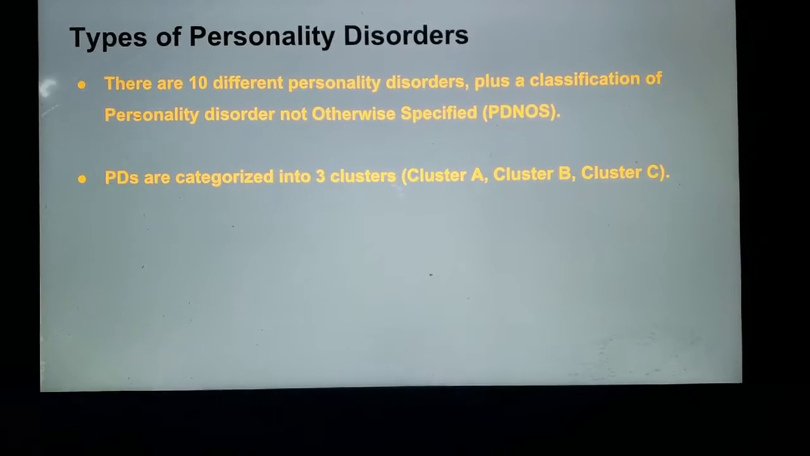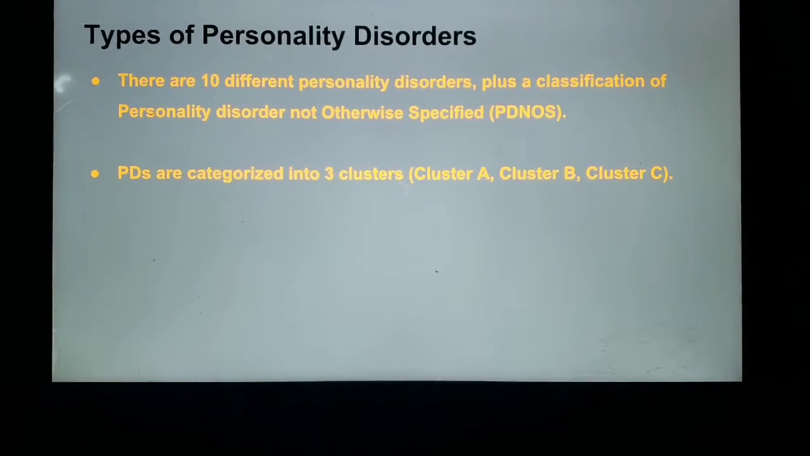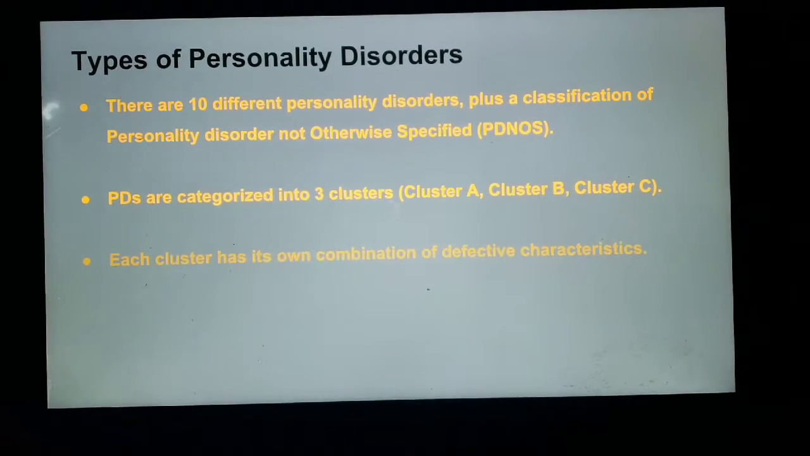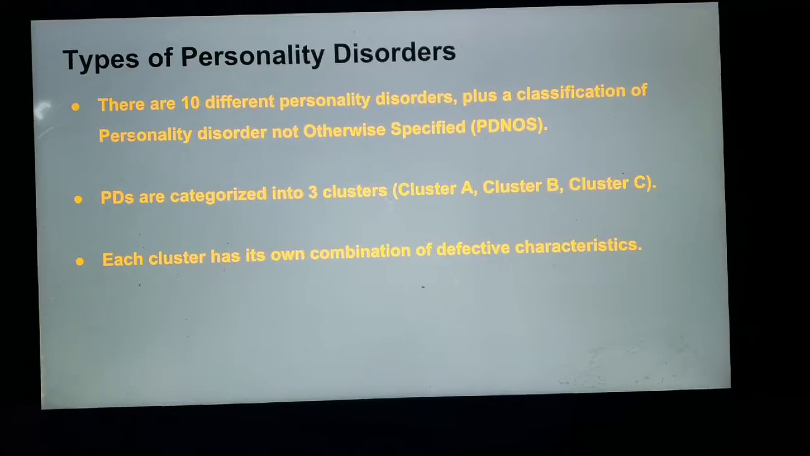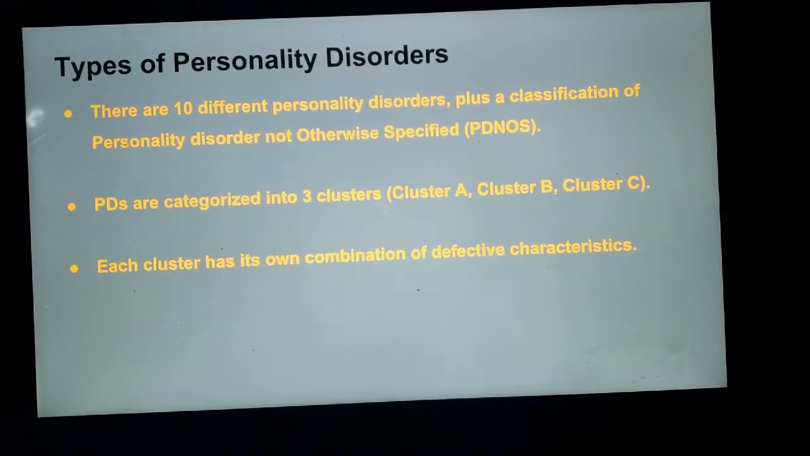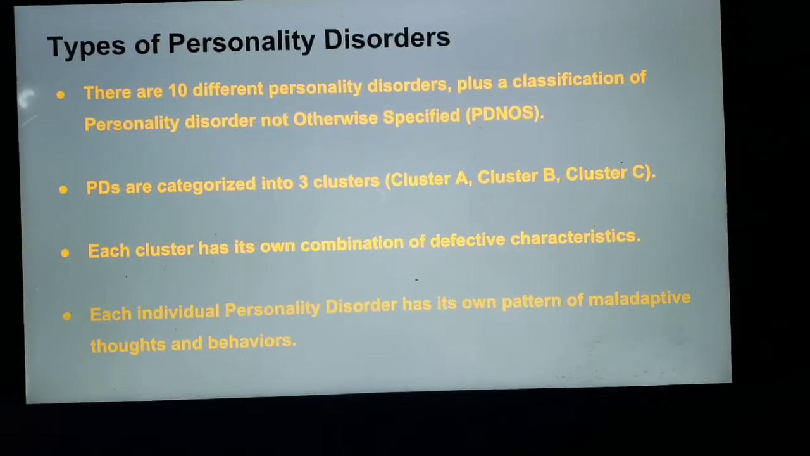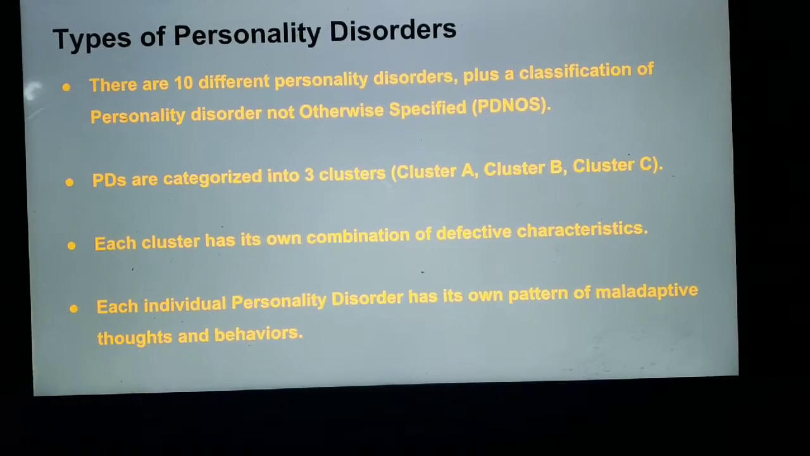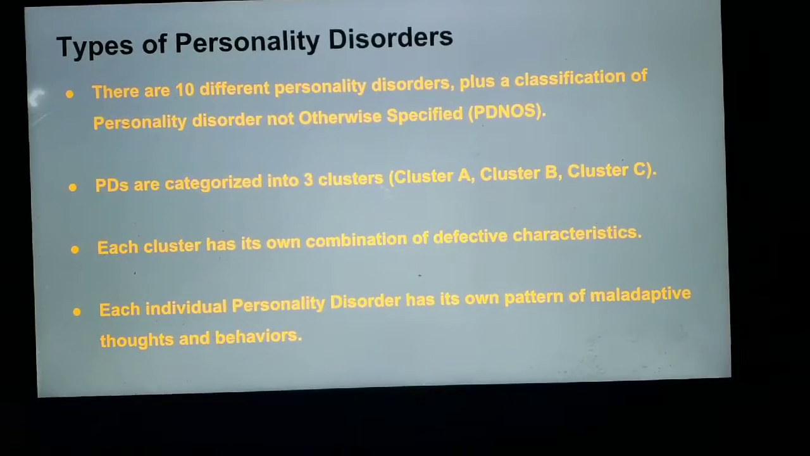PDs are categorized into 3 clusters: Cluster A, Cluster B, and Cluster C. Each cluster has its own combination of defective characteristics. Each individual personality disorder has its own pattern of maladaptive thoughts and behaviors.